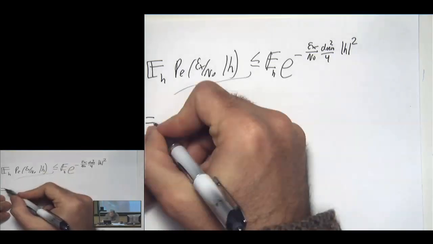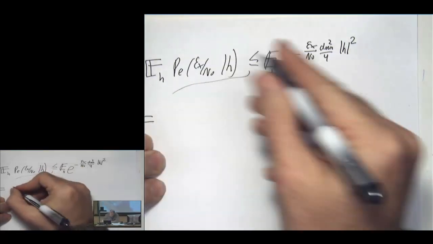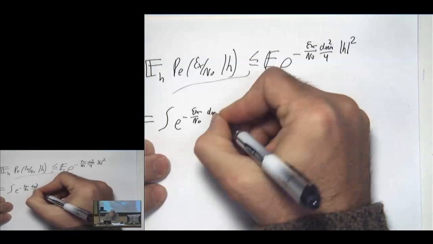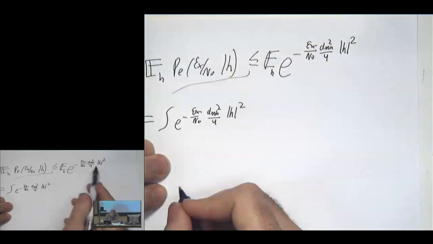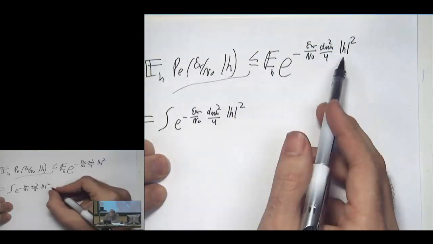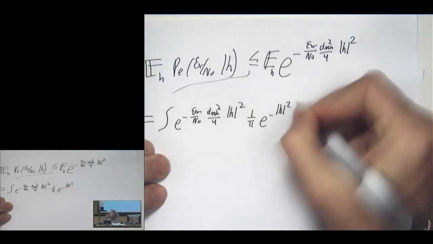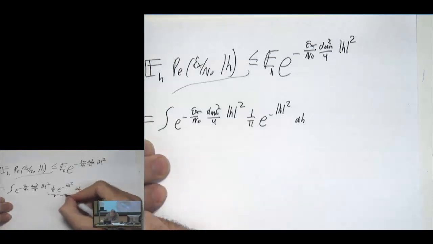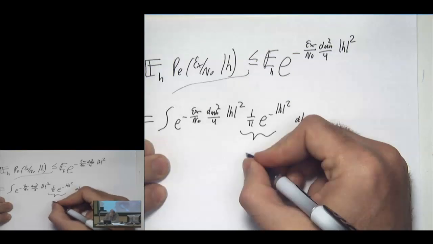Remember, I'm writing equal here, so this just means this quantity is equal to the right-hand side. So this is equal to the integration of e to the minus Ex over N naught, d min squared over 4, magnitude squared of h. Now we have to write the distribution of complex normal 0, 1. That's going to be 1 over pi e to the minus magnitude squared of h, and then dh. Just remember that this was that complex normal distribution.